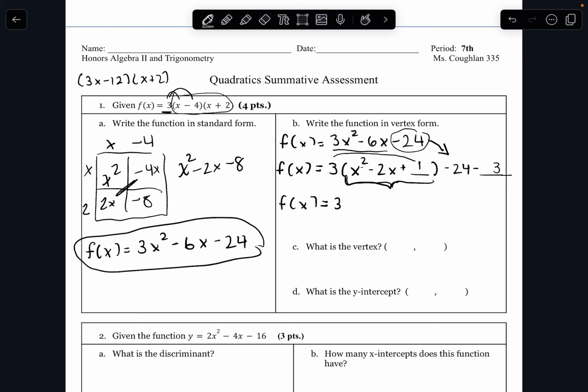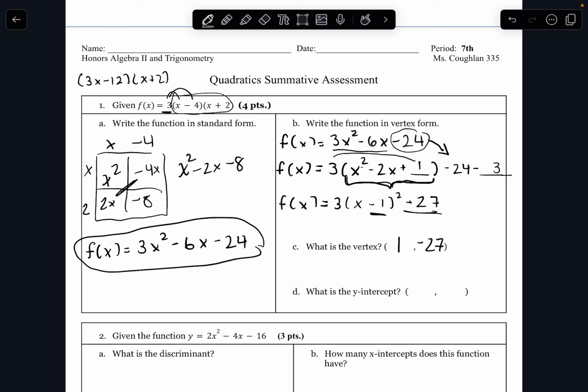What's the factored form of this perfect square trinomial? Well, two numbers that multiply together give us 1, but added together give us negative 2, is negative 1 and negative 1, and the factored form of that is x minus 1 squared. And then negative 24 minus 3 is negative 27. The vertex is the opposite of that, and the same number on the outside. So positive 1, comma, negative 27.